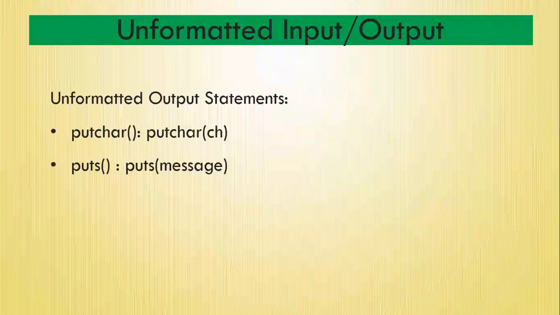The puts function prints a string of characters on the screen. The newline character that signals the end of a string will not be displayed. The syntax is written in the slide: puts(message). Whatever message you store in the variable, it will display.